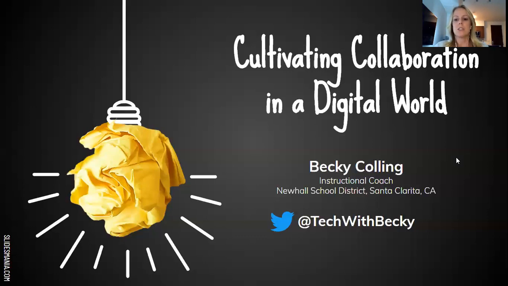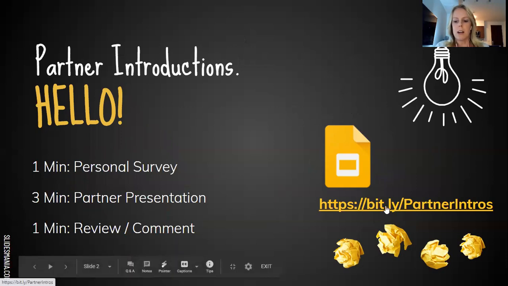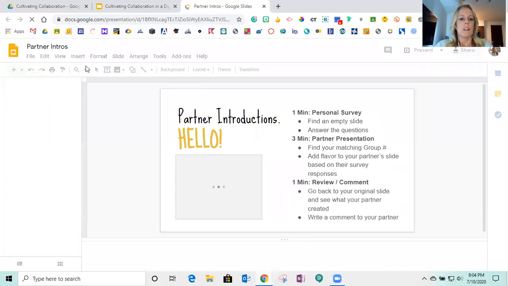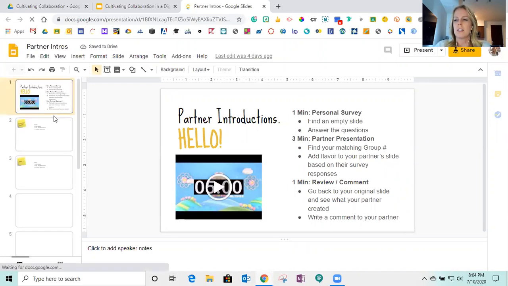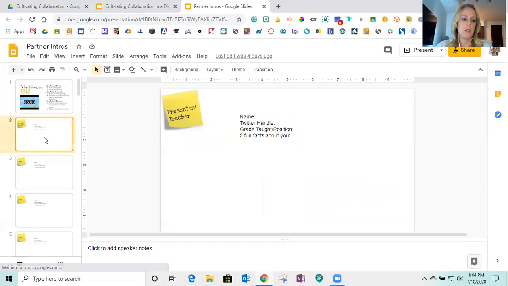We're going to be diving into cultivating collaboration in a digital world, and before we do that, I want to get to know you. So to get started, we're going to do an activity called Partner Introductions. We're going to open up this slide, and I'll share this link with you as well. You will have 1 minute. Take slides 3 and 4 when we get to it, but you're going to open up your slide. You need to each be on your own, and just fill in these 4 quick questions.